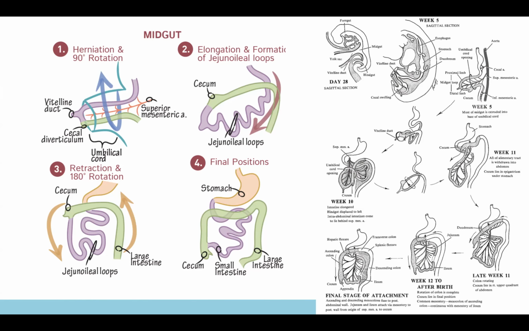So again, key points to know. Midgut herniates outside through the yolk sac, rotates 90 degrees clockwise around the superior mesenteric artery. After that, it returns back inside and does another counterclockwise rotation 180 degrees. Oh yeah, the first was clockwise, and then the second one is counterclockwise. All right, so that is really important to know.